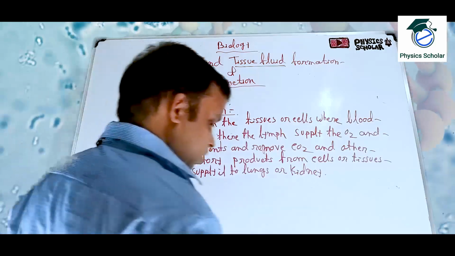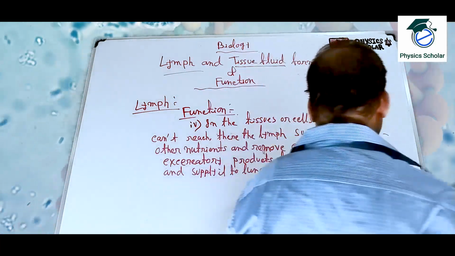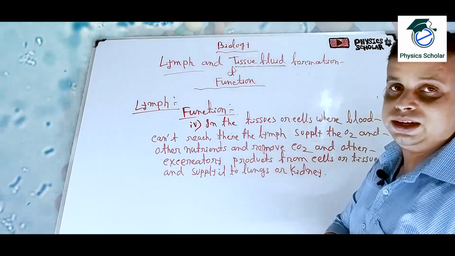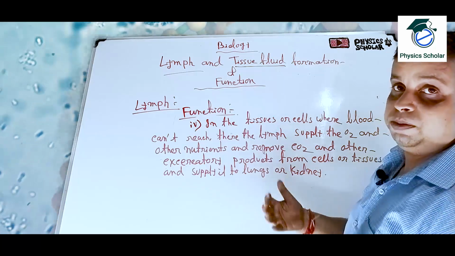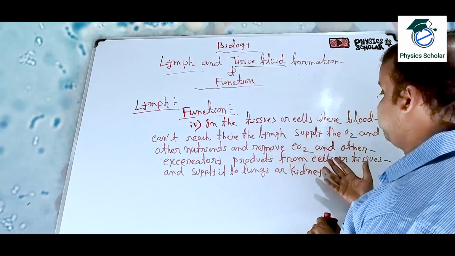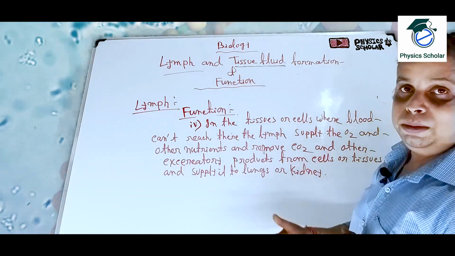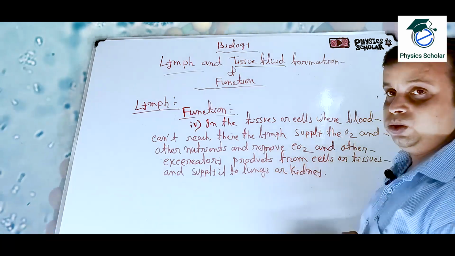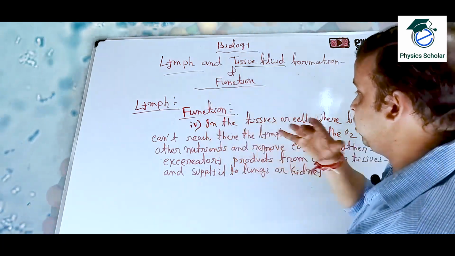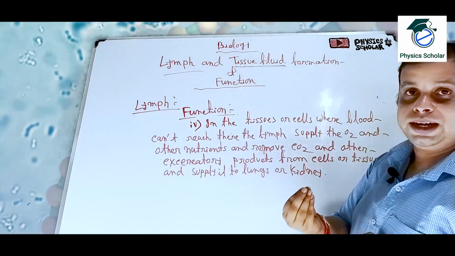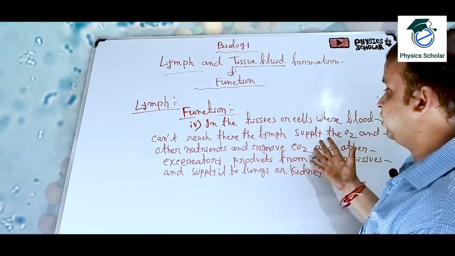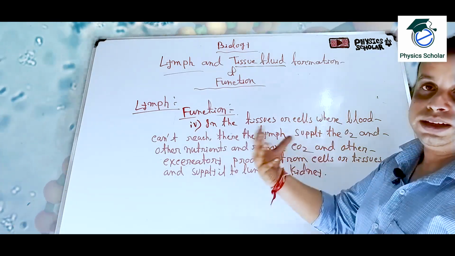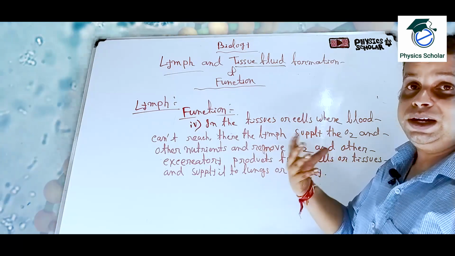So the excretory product will come out either as carbon dioxide through expiration from the lungs, and the other excretory products will come out with urine. So it will be supplied to the kidney. That is also a very important function where the blood cannot reach. In those particular cases, the lymph supplies the oxygen and other nutrients.